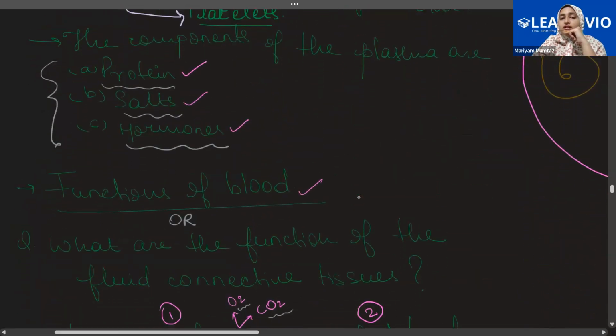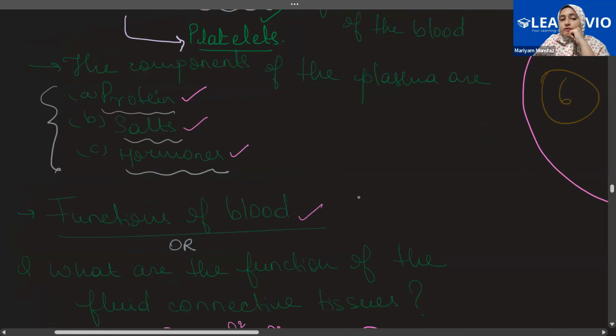Now talking about the plasma, furthermore, the plasma also has certain important components, such as the proteins, the salts and the hormones. All of these things are present in the plasma. So imagine plasma as being like the fluid matrix, the matrix of the blood. And in the plasma, red blood cells are present, white blood cells are present. So all of the cells are present inside the blood, and that becomes the component of the blood.